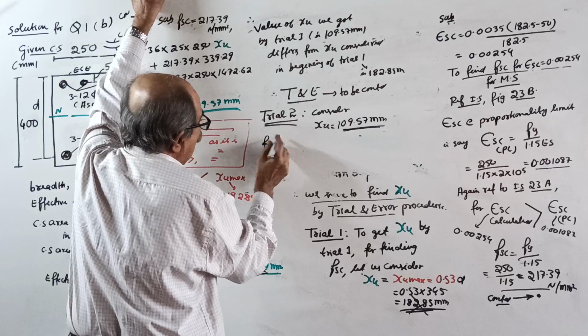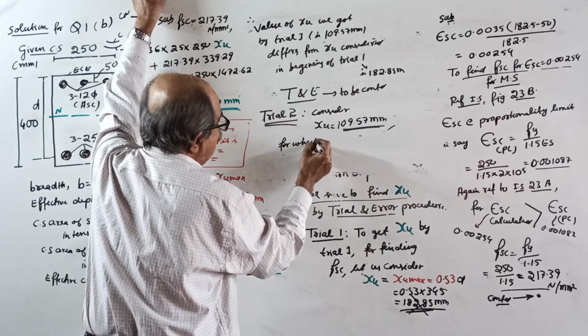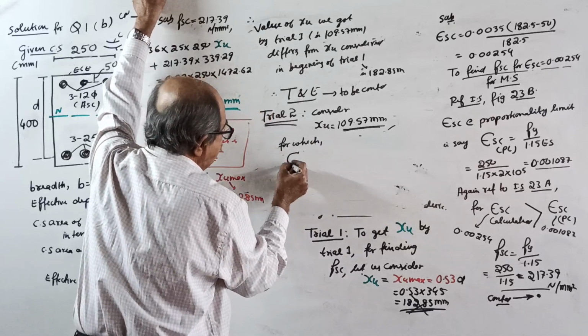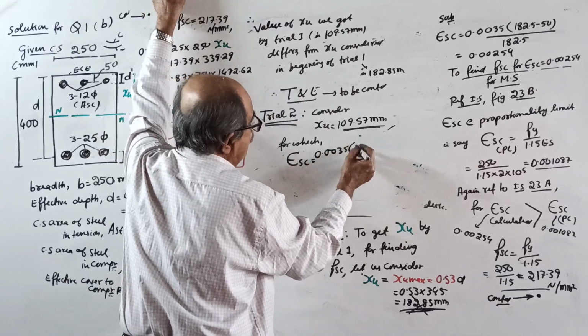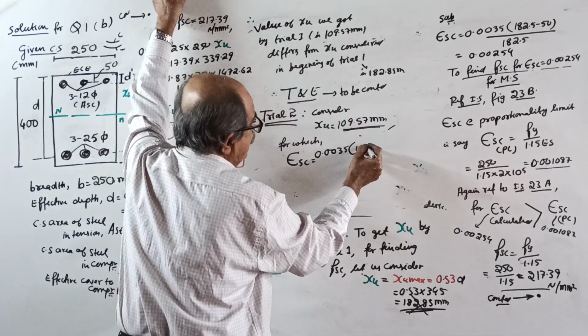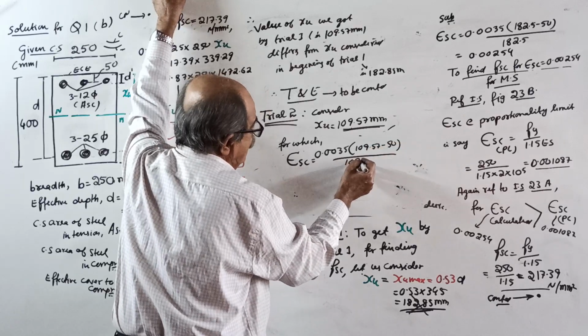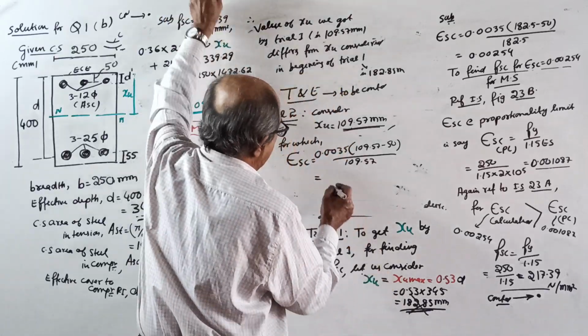For which you can save time now. For which your epsilon SC is 0.0035 into XU, 109.57 minus 50, divided by 109.57. It will come 0.00190.